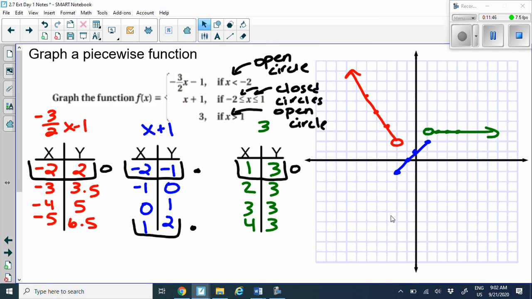Okay, make sure you watch the last part to these notes. Once again, we're going to be graphing piecewise functions.